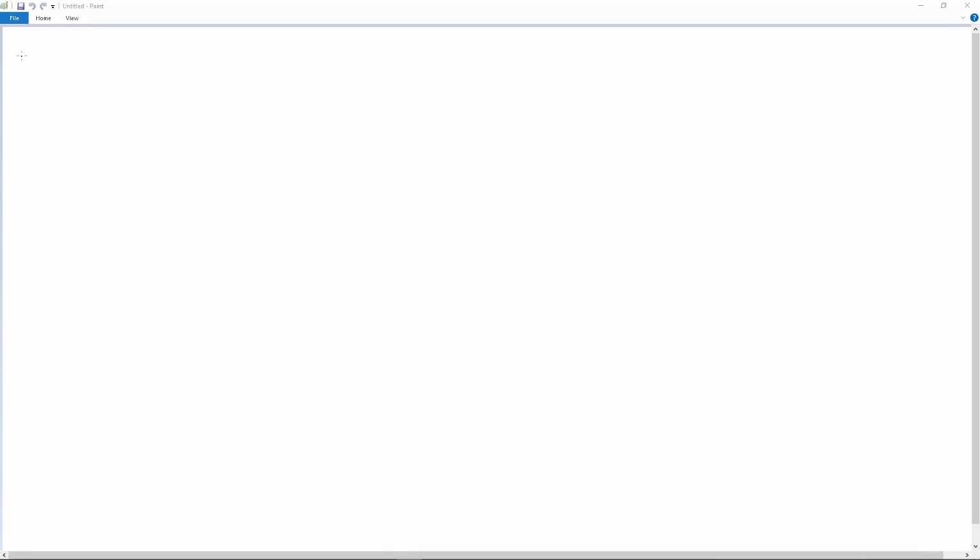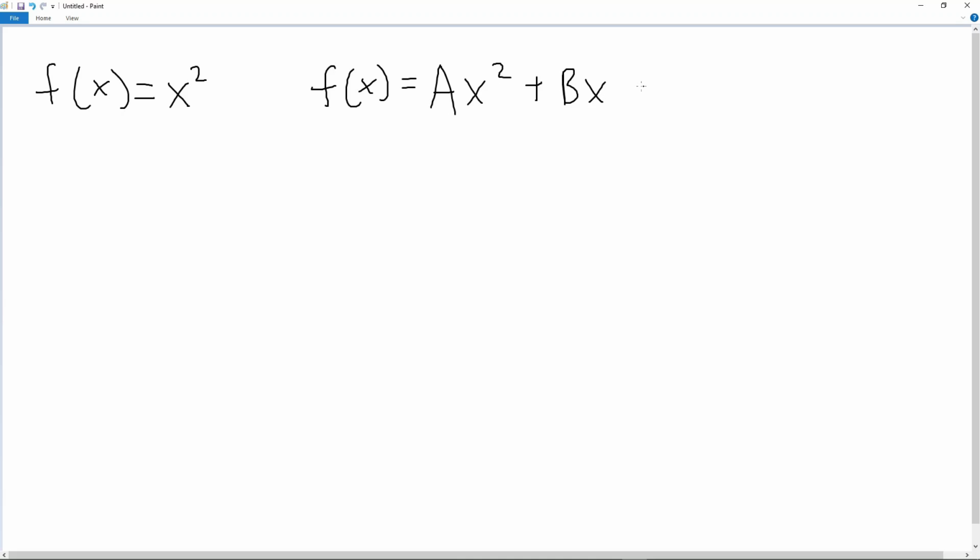A quadratic function is any function that has a leading degree to the second power. So the parent function would look like this: f of x equals x squared. The standard form of a quadratic function is f of x equals ax squared plus bx plus c, where a, b, and c can be any number, but a cannot equal 0, because if a would equal 0, this would cancel out and it would just be a linear equation.